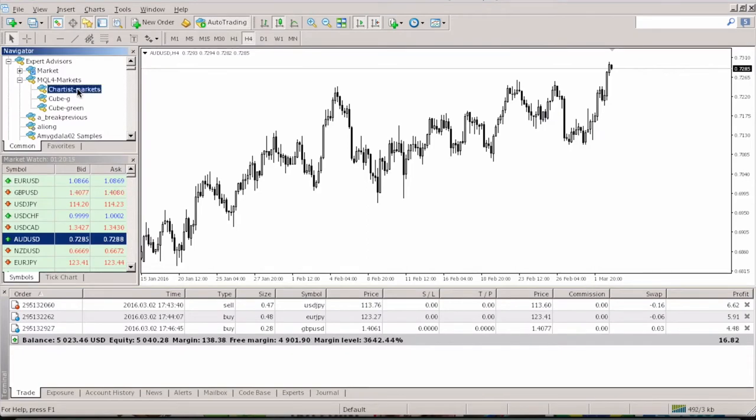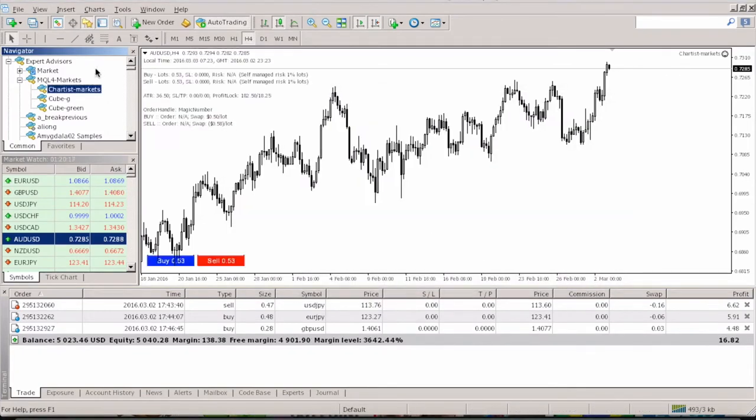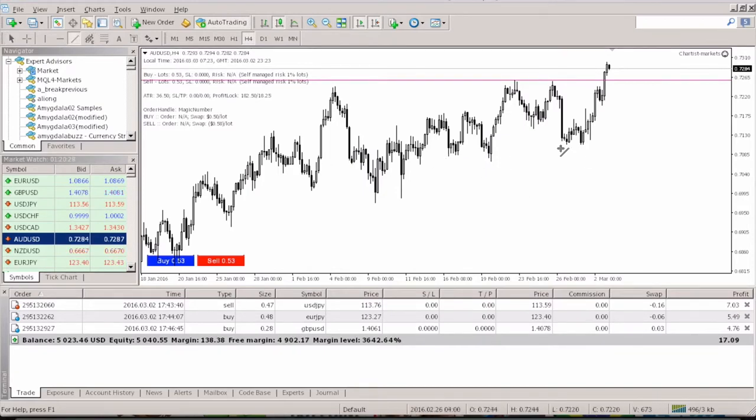Okay, I'm going to show you another tutorial on how to trade with the Chartist EA. Right now we are at the AUD USD. It seems AUD already broke the resistance line, so we plan to buy.